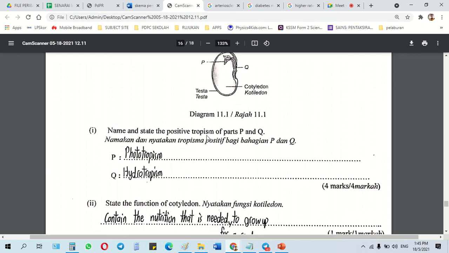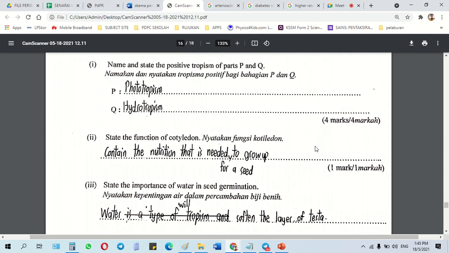Name and state the positive. Ni saya bagi 1 markah, 1 markah. Should be, ini pun kena bagi tahu what is P. P tu kena bagi tahu plumal. And Q kena bagi tahu radical. But dia minta name and state the tropism. Okay. So you tak bagi tahu dekat sini nama dia tu plumal and radical. Itu tak ada. So that rugilah markah dekat situ. So ni ada 4 marks.